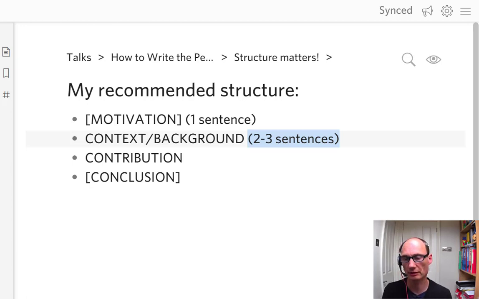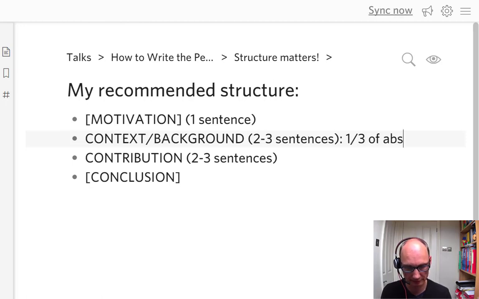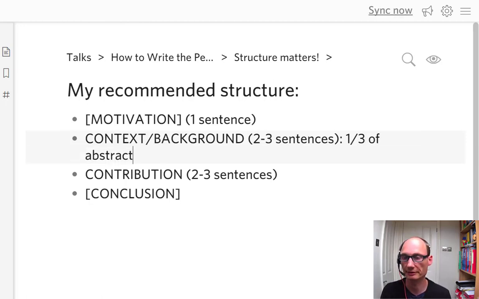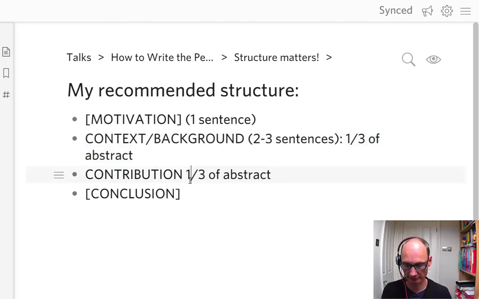And that should be about, I would say, and we can maybe put this somewhere, I would say 1/3 of the abstract, roughly. Okay. And after your context background, you would do more than just 2 to 3 sentences, of course. I would just say 2/3 of the abstract.